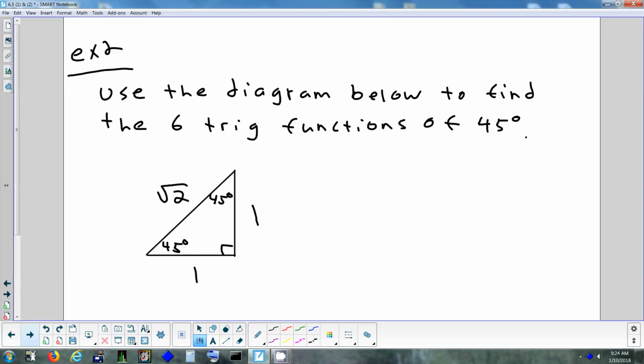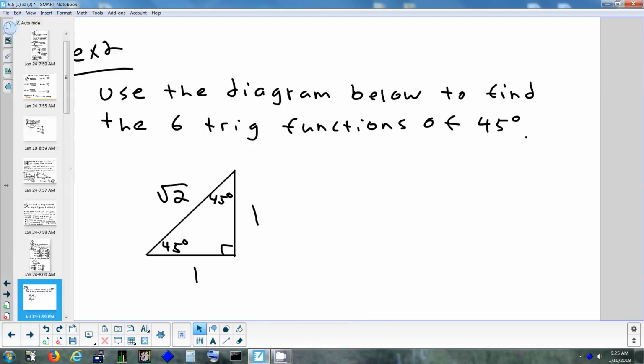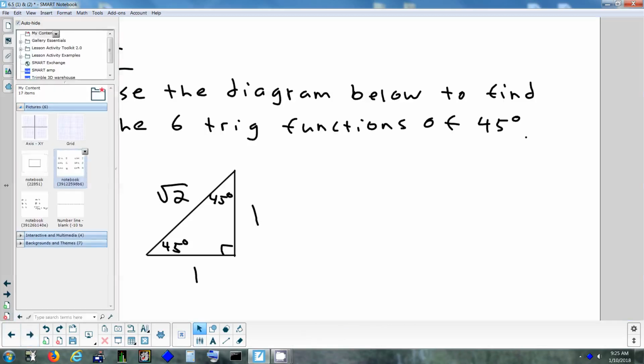All right, now they want to know the 6 trig functions of 45. Does it matter which 45-degree angle I use as my perspective? What do you think, Rebecca? No, because the sides are the same. If you use the top 45, the opposite is 1. If you use the bottom 45, the opposite is 1. It's going to come out the same. Okay, so let's go through our 6 trig functions.